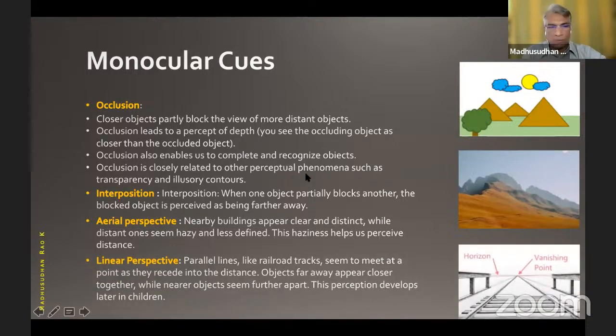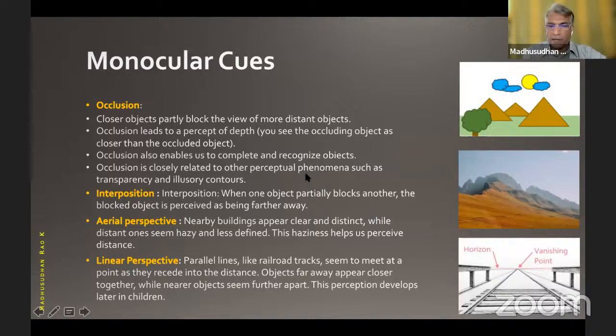So linear perspective, parallel lines like a railroad track seem to meet at a point as they recede into the distance. Objects far away appear close together, while near objects seem further apart. This perception develops later in children. See, you can see the vanishing point. This rail track is joining there. In fact, it is not joining. These are called illusions. This is what linear perspective is.